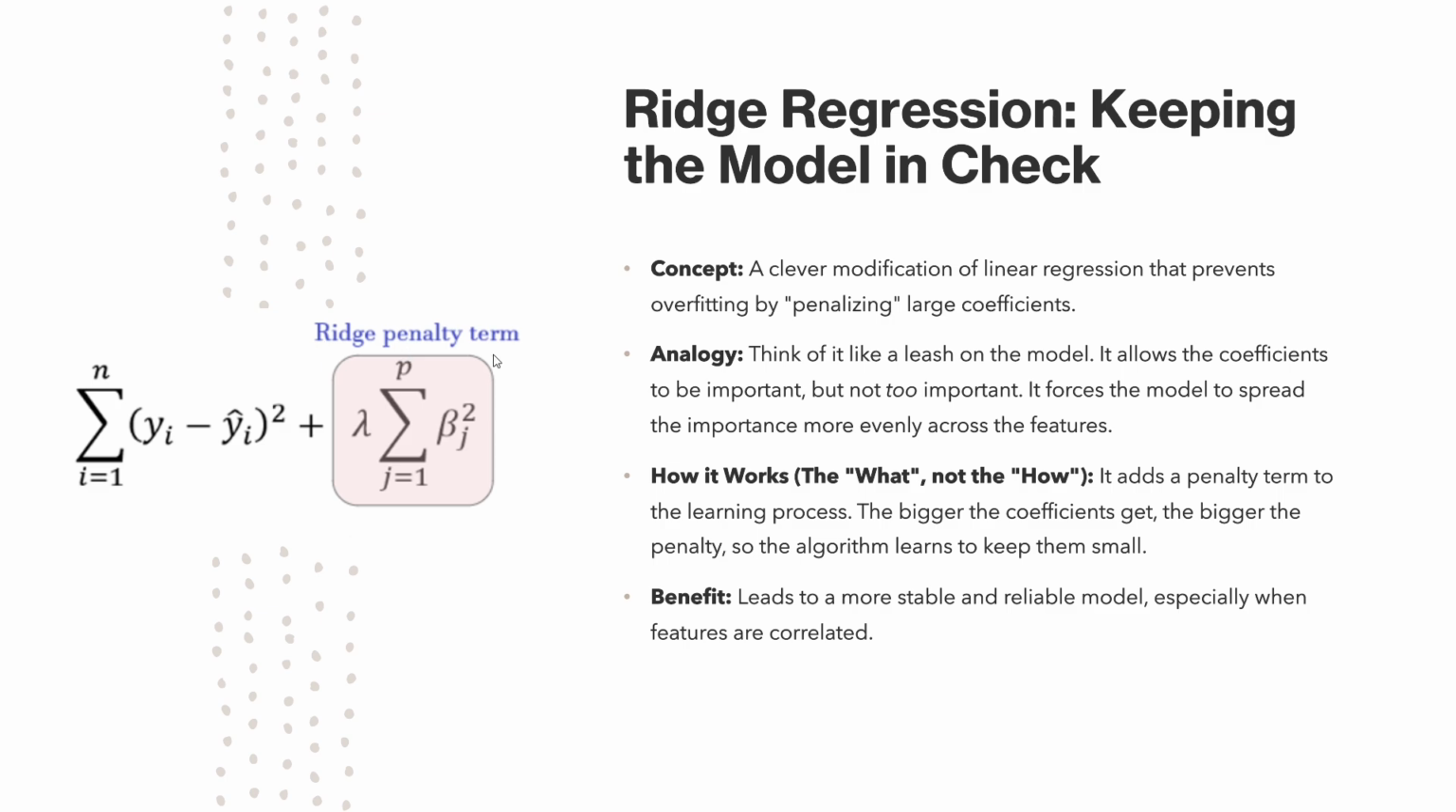So basically, if any coefficient becomes too big because of overfitting, this ridge penalty term makes sure that it reduces or does not allow it to become as big and distributes the weight of the bigger one across the other features, because of which the algorithm makes sure that all of the features have smaller weights. All of this in the end leads to a more stable and reliable model, especially when features are correlated.